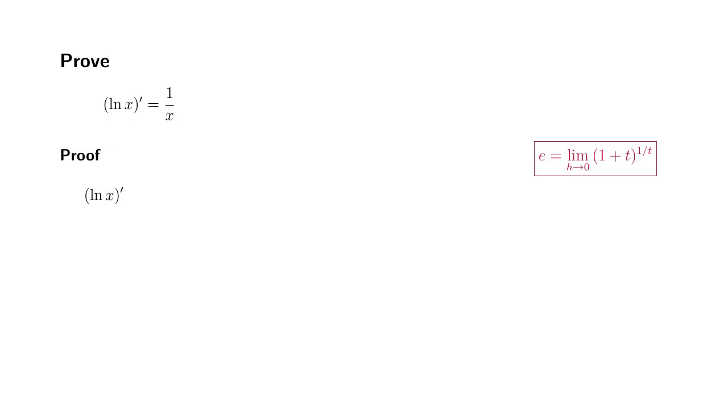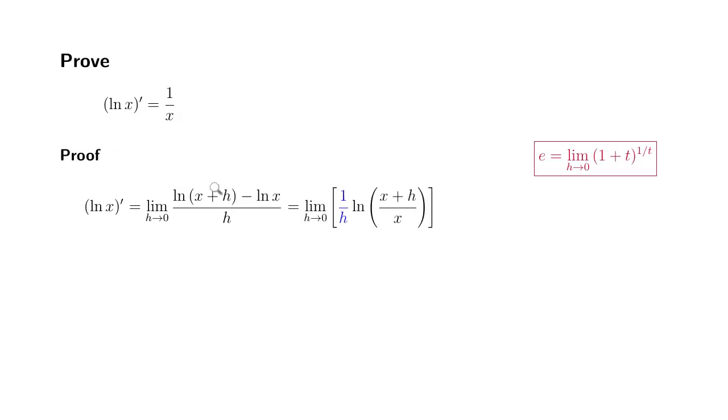Using the definition of the derivative, we have the limit as h approaches 0 of natural log of x plus h minus natural log of x, all over h. Using the log property, we can put these together as a single log. So you're going to have the limit as h approaches 0, then we have 1 over h, and then put those together: subtraction outside becomes a division inside. So you have x plus h over h inside the natural log.